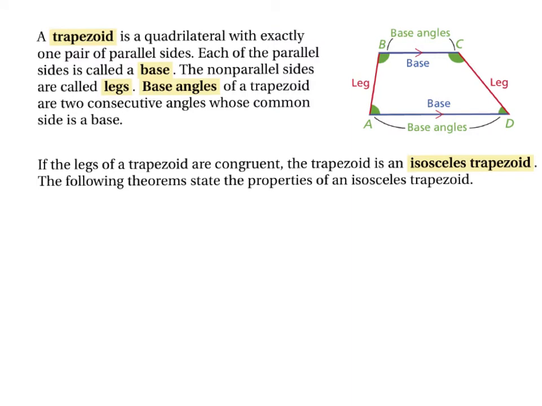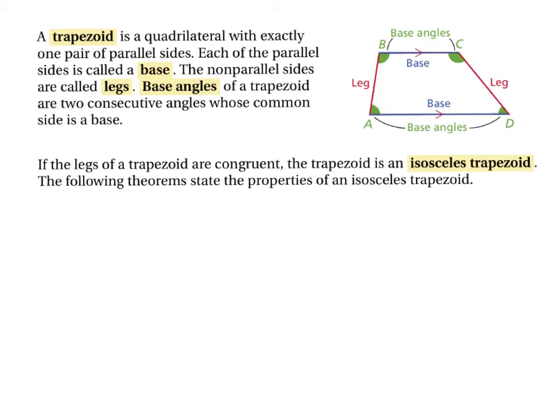So now we're going to talk about a trapezoid. A trapezoid is a quadrilateral with exactly one pair of parallel sides. Each of the parallel sides are called the base. The non-parallel sides are called the legs. Base angles, so these two are base angles, and these two are base angles. Since we have two bases, we have two sets of base angles.